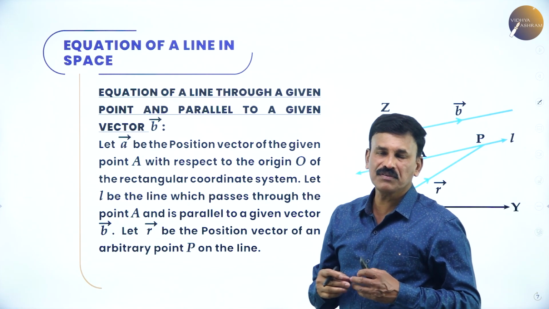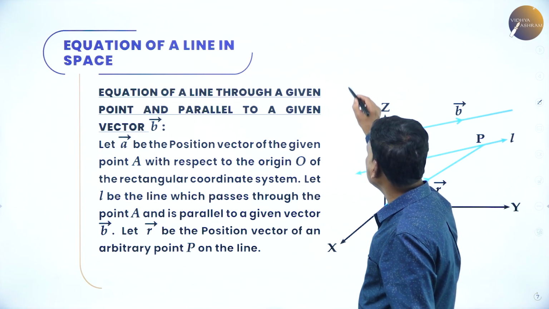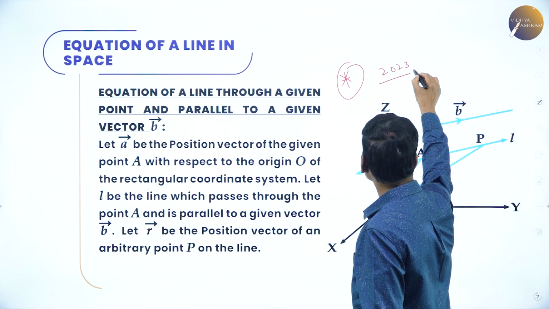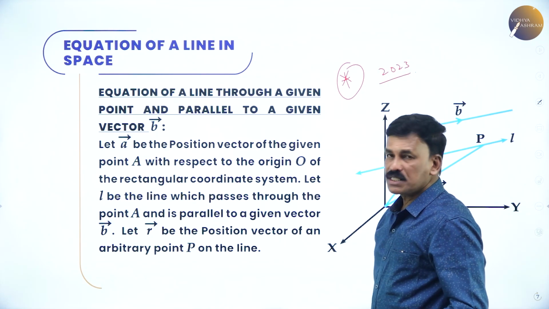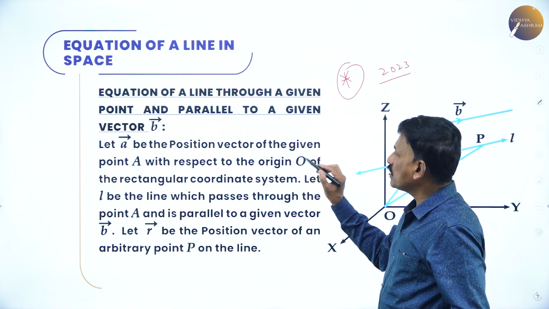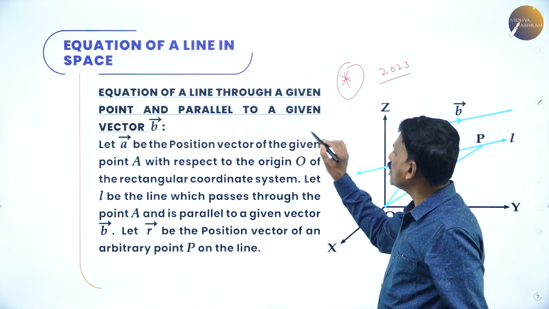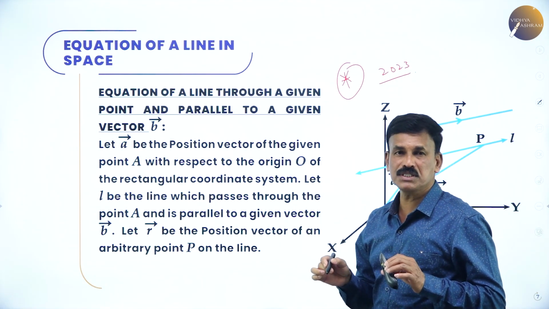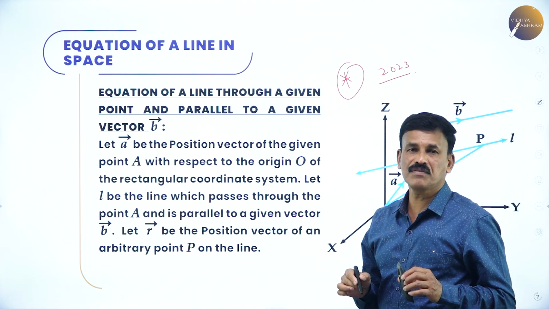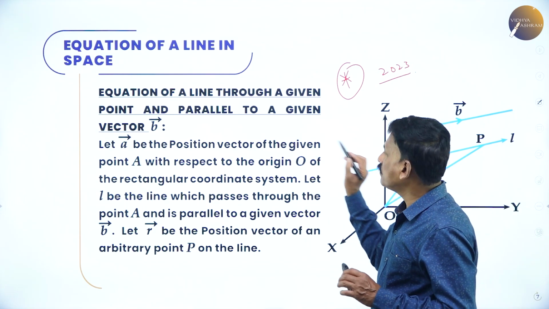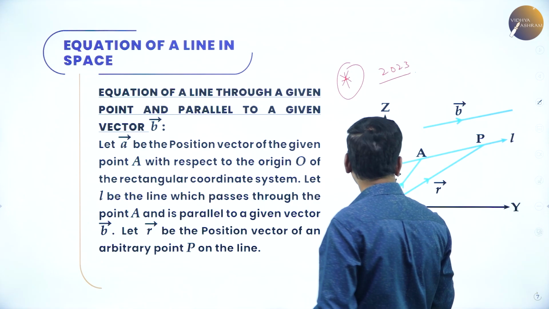Now, let us take a very important 5 marks question. You may expect this question for your 2023 examination. What is this? Equation of a line in space. Derive the equation of a line passing through a given point and parallel to a given vector. So, in the examination they may ask, derive the equation of a line passing through a given point and parallel to a given vector. Now, let us consider a line.